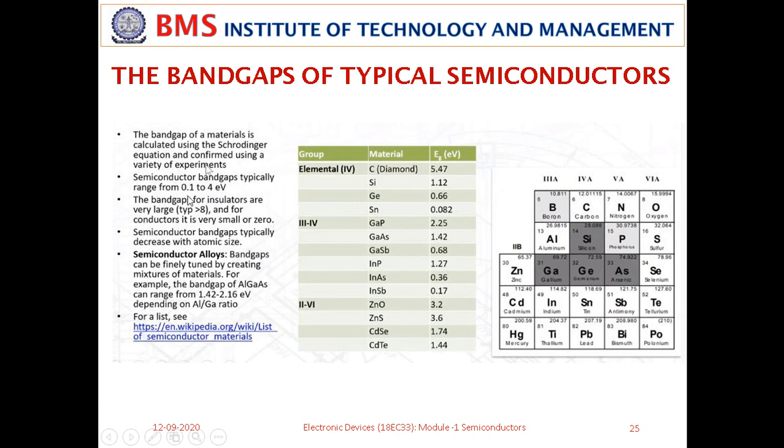Semiconductor band gaps typically range from 0.1 to 4 electron volts. An example is gallium arsenide, which, as I told you, is 1.42 electron volts. Gallium phosphide is 2.25 electron volts.